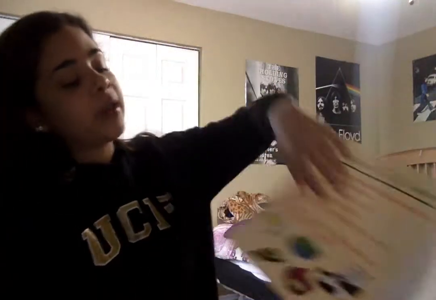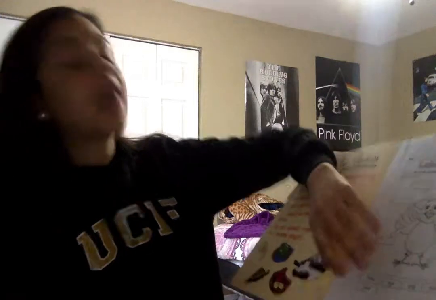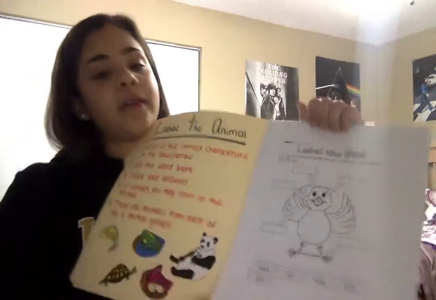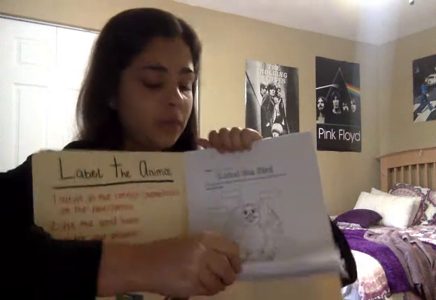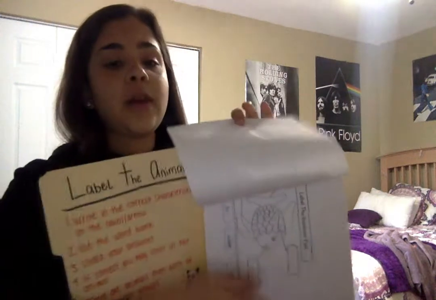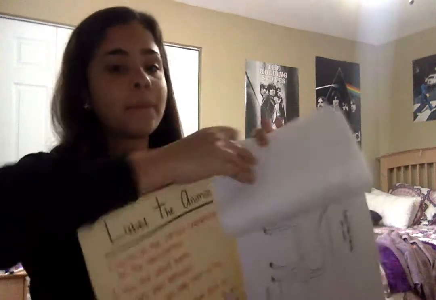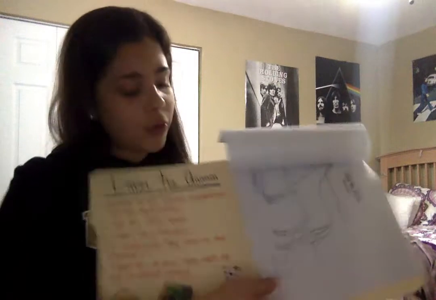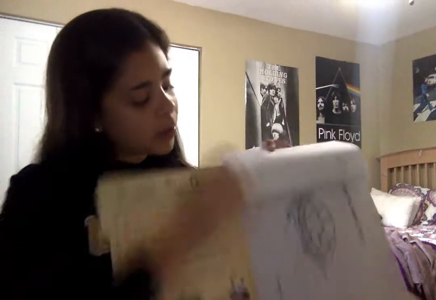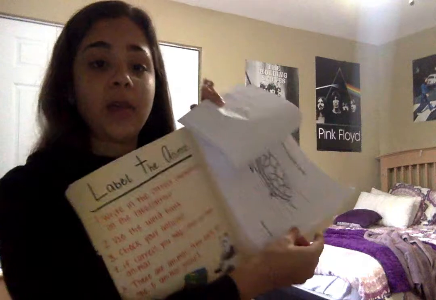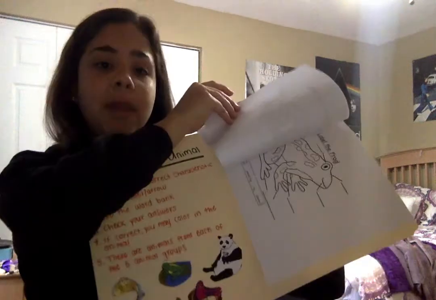And there are 5 different sheets that the students are going to label. And there'll be sheets for all the students in here. So you have the bird group, you have the fish group, you have the mammal group, you have the reptile group, and the amphibian group.